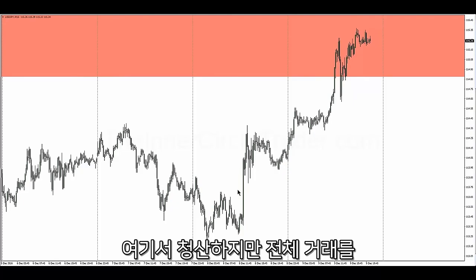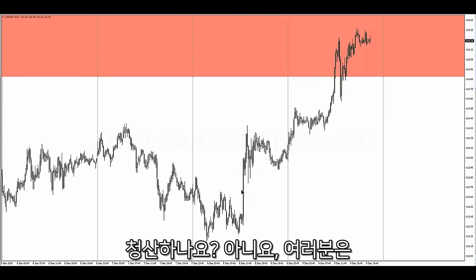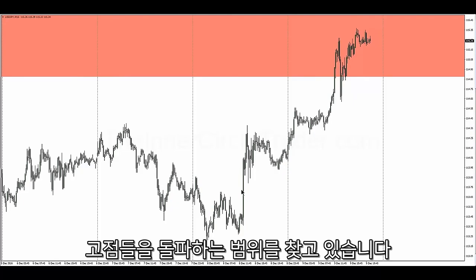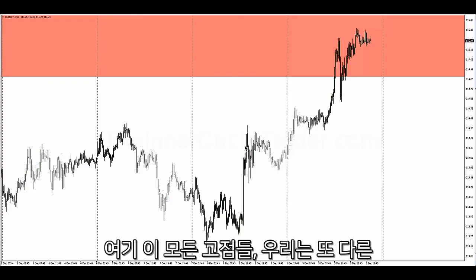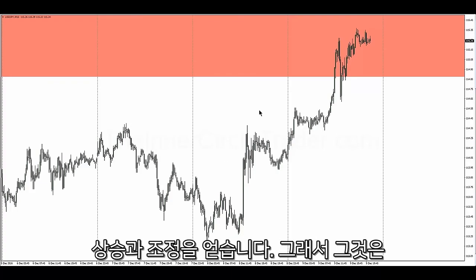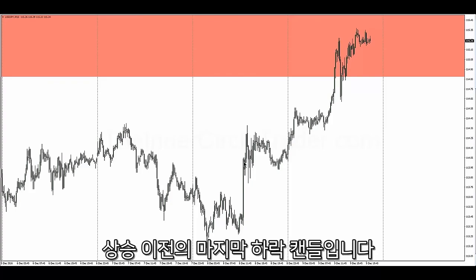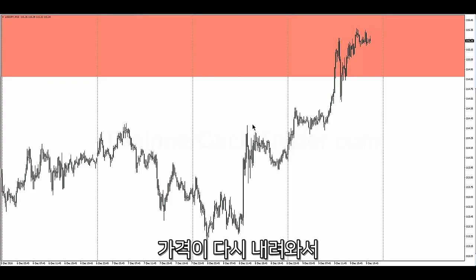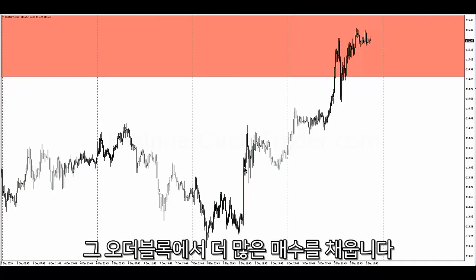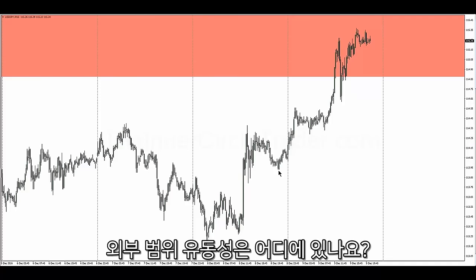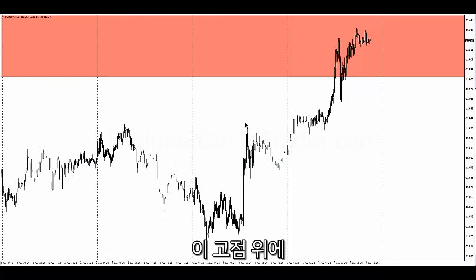The exit's here. But do you collapse your entire trade? No. You're looking for the ranges to take out highs. All these highs in here. We get another rally and then retracement. Okay, so it's the last down candle right before the up move. Price trades back down into it. They populate more buys on that order block. Where's the external range liquidity at? Above this high here and over here.